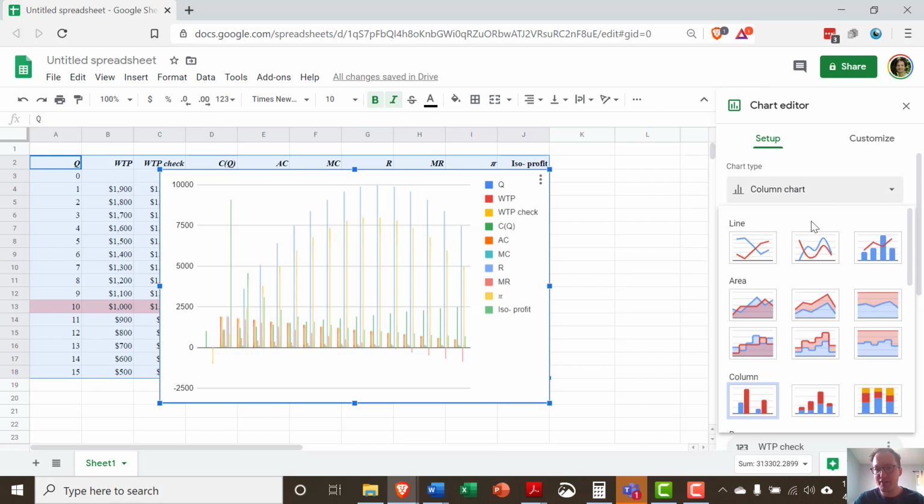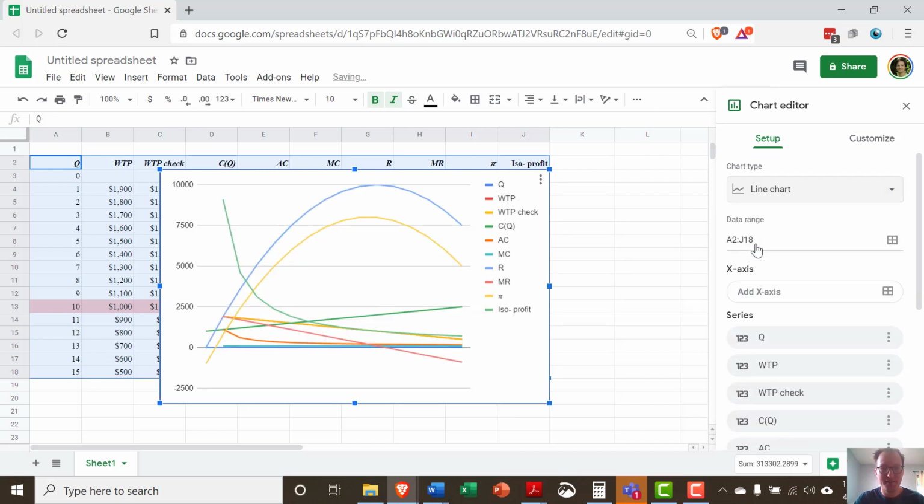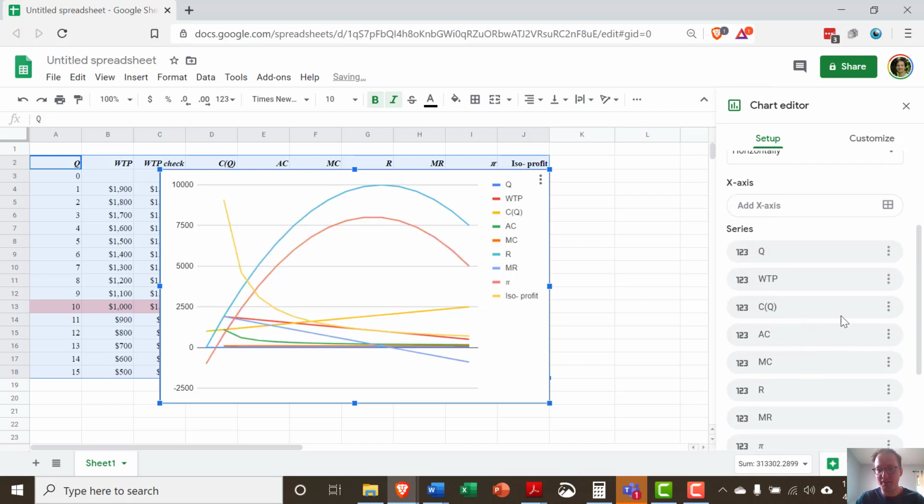So it frustrates me as well. We want it to be a line chart rather than a column chart. There's also a few of these variables I noted we don't want. So the willingness to pay is fine. We don't need the willingness to pay check. We found out they're exactly the same.